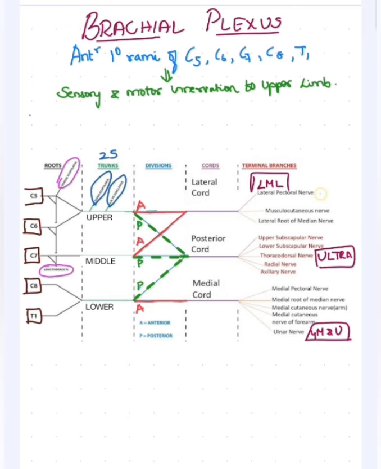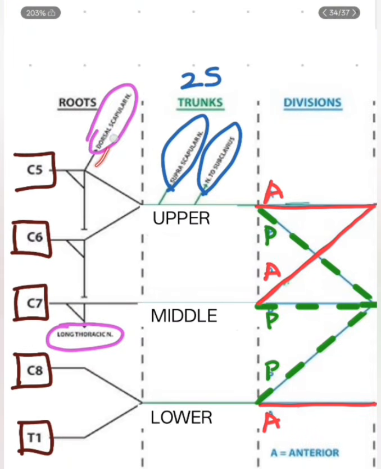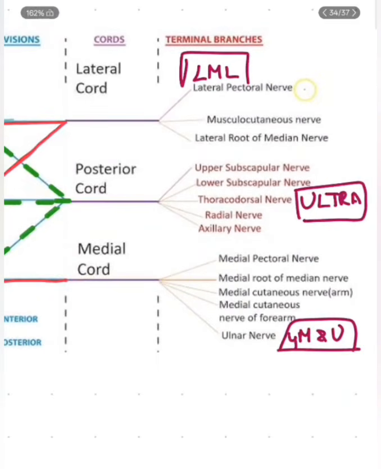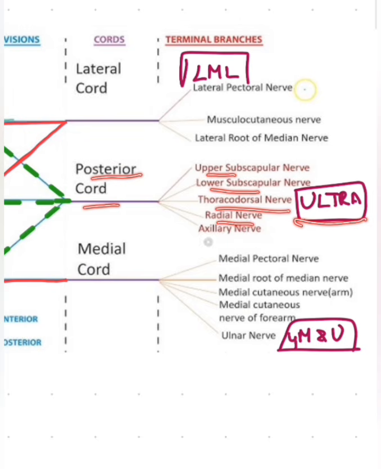And for the branches, two branches arise from the roots: the dorsal scapular nerve and the long thoracic nerve of Bell. Two branches arise from the trunk: the suprascapular nerve and the nerve to subclavius. For the branches from the cords, for the lateral cord, remember LML: lateral pectoral nerve, musculocutaneous nerve, and lateral root of median nerve. For the posterior cord, remember ULTRA: upper subscapular, lower subscapular, thoracodorsal nerve, radial nerve, and axillary nerve.